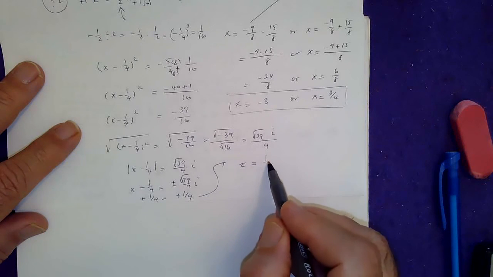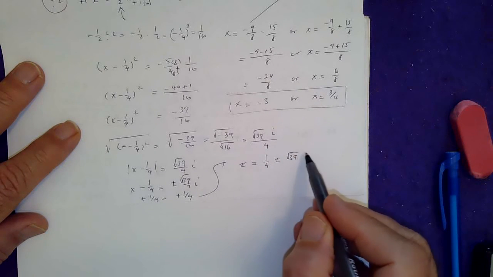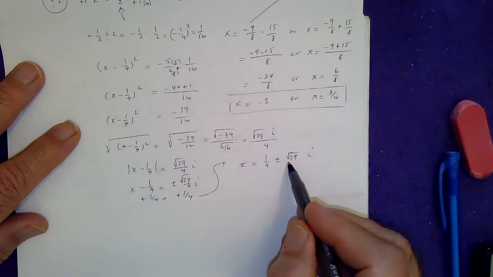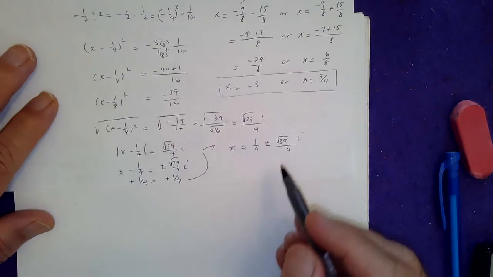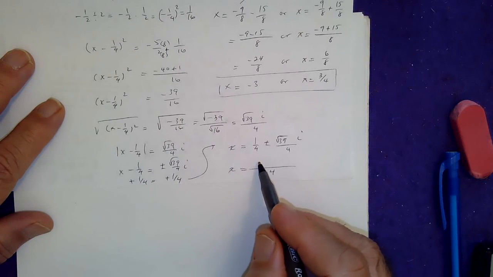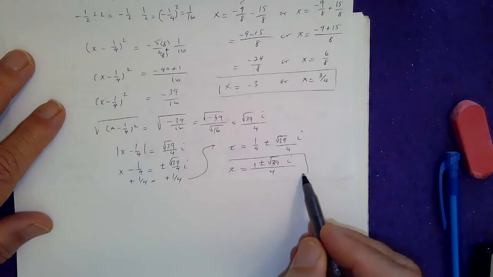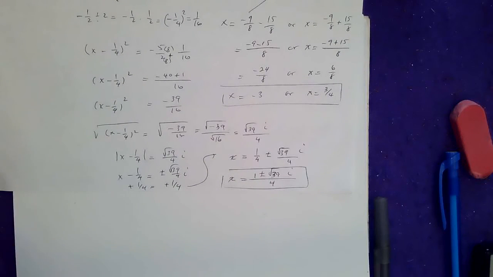You get x equals 1 over 4 plus or minus square root of 39, i is outside of the radical, over 4. But because they have the same denominator, sometimes people write the answer as 1 over 4, and on top you get plus or minus square root of 39i, and that would be the final answer.